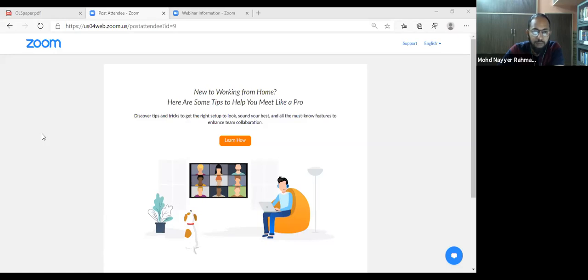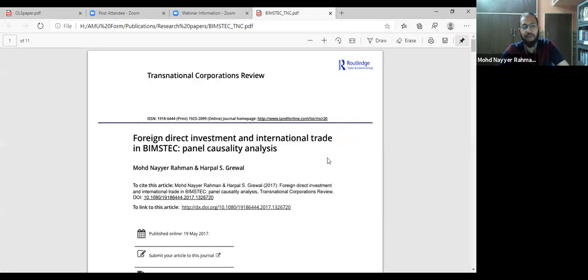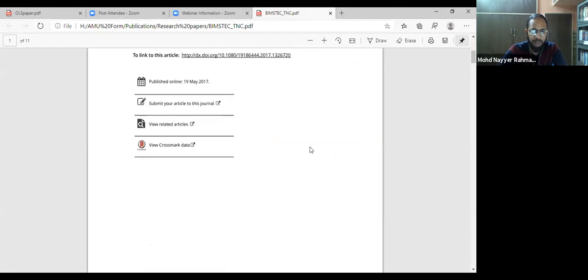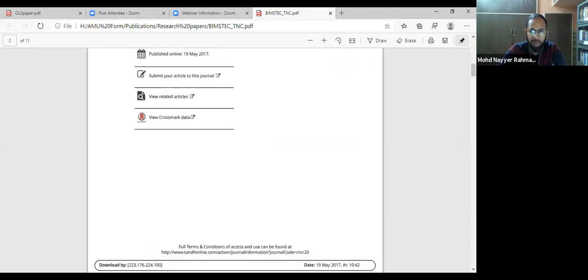So I have this over here, I will put it over there. We have publications, and I can show you some publications related to panel data. You can see this panel data analysis. Just a few indications: we have this panel causality analysis, FDI and International Trade, published in Transnational Cooperation by Taylor and Francis, and this is an ABDC listed journal, and Scopus as well as Web of Science.